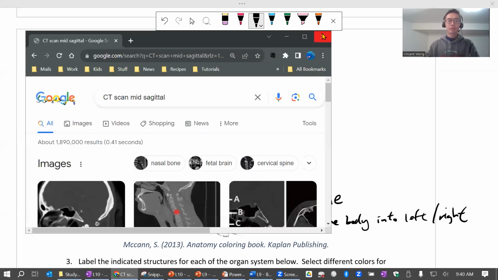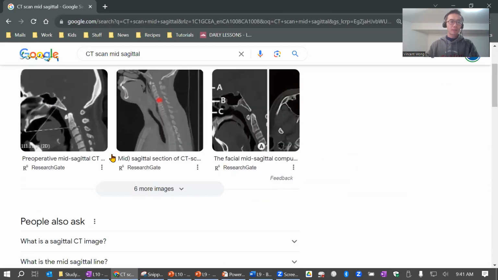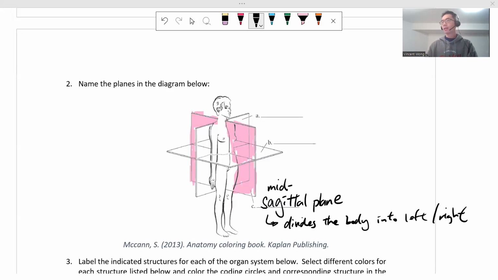So for example, like these are CT scans, right? These are mid-sagittal view of the body. You have to know what views you're looking at, right? All right. What about this one?